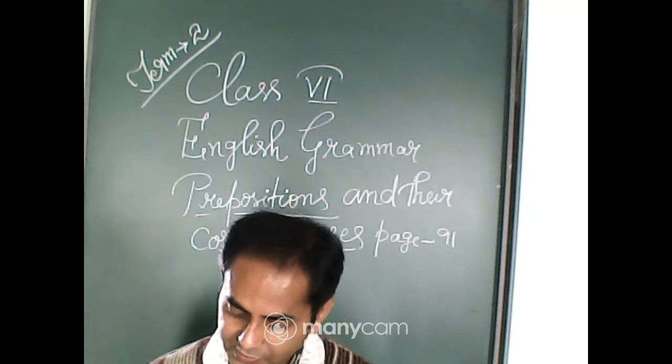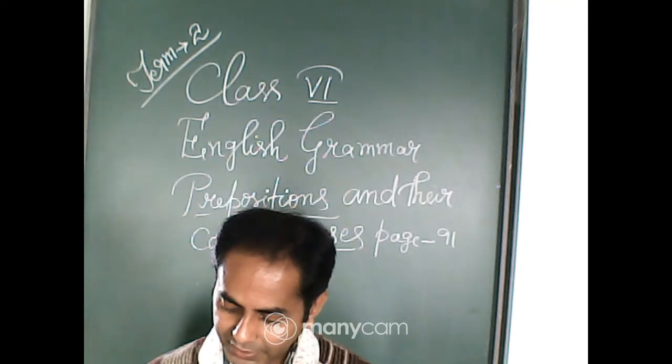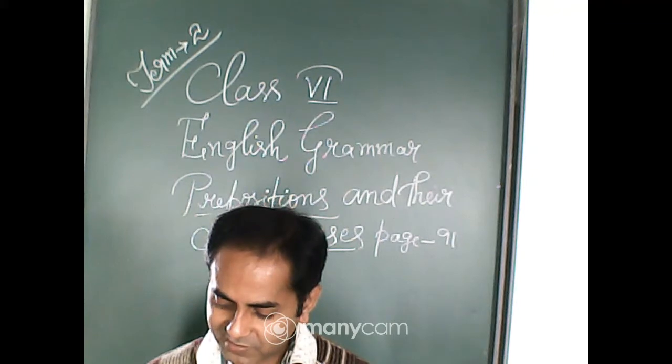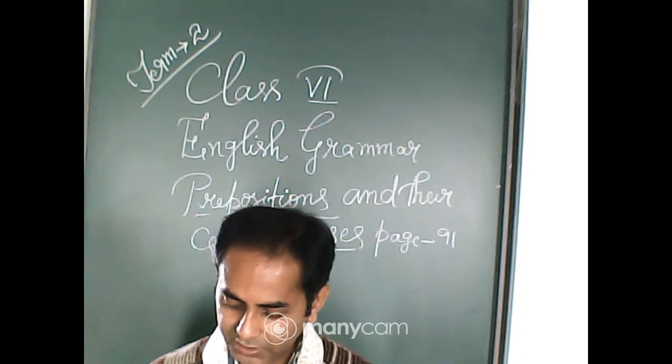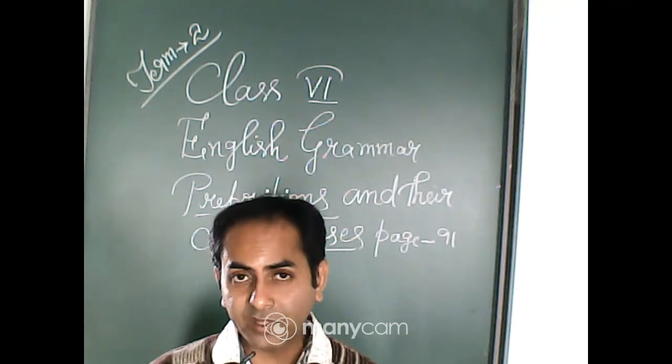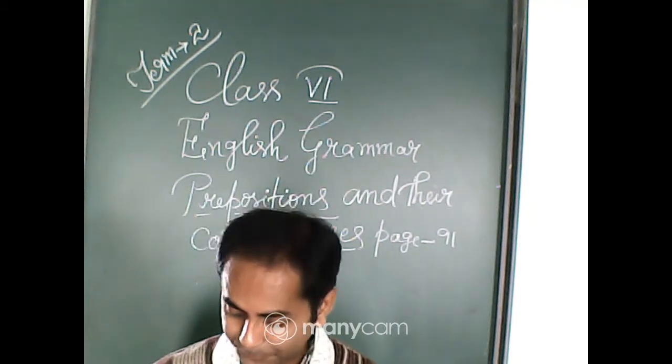Now, prepositions of time. Prepositions of time indicate time or duration. Here are some examples of prepositions of time: at, on, in, by, until, for, during, between, within, since, after and before. So you can find here at, on, in. They are also present here as prepositions of time, and they were also present as prepositions of place. Let's see.